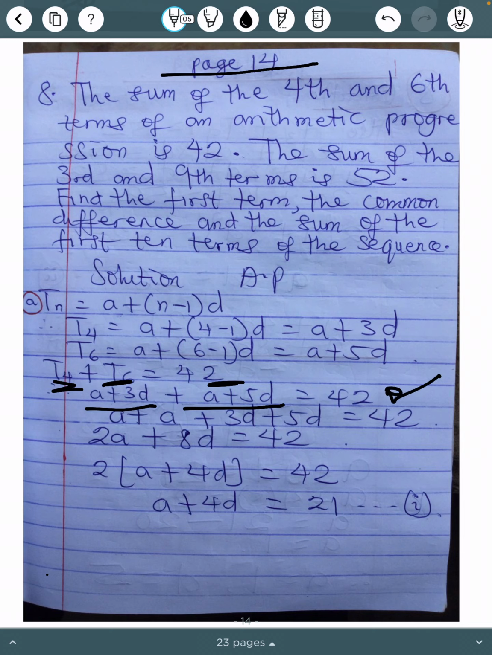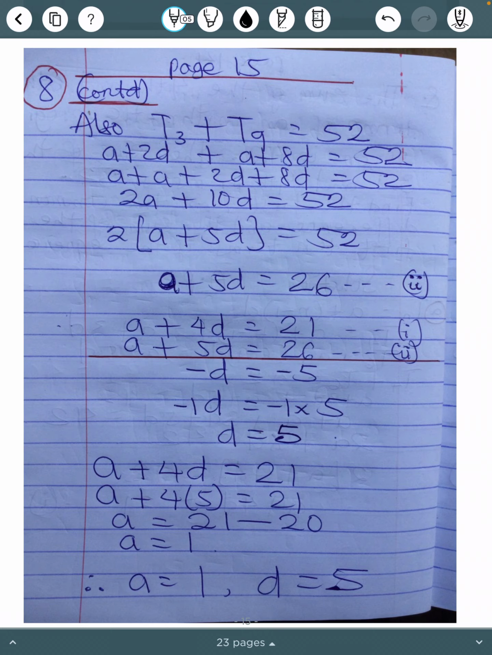So if I put this together, I will get this. 2 will divide 42, I get 21. So that means a plus 4d will give me what? 21. Take that as equation 1. Also, the 3rd term added to the 9th term gives the sum of the 3rd and the 9th term, which is 52. So that means a plus 2d, the 3rd term, and a plus 8d, the 9th term, add up to give 52. This will also give me 2a plus 10d is 52.